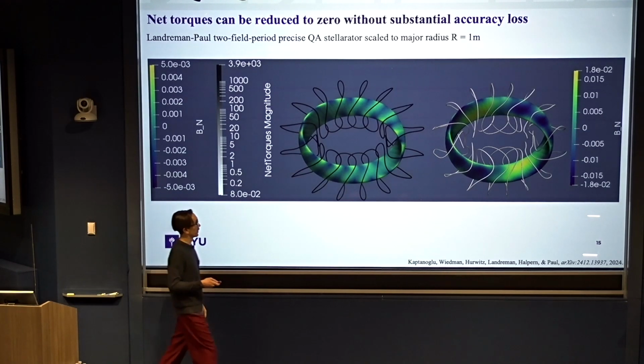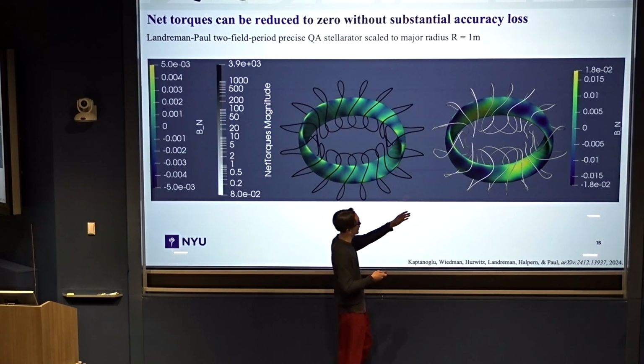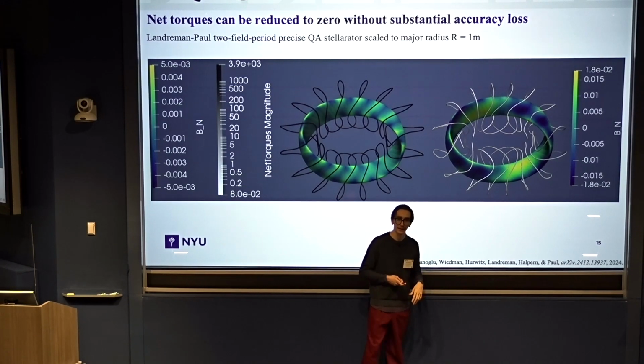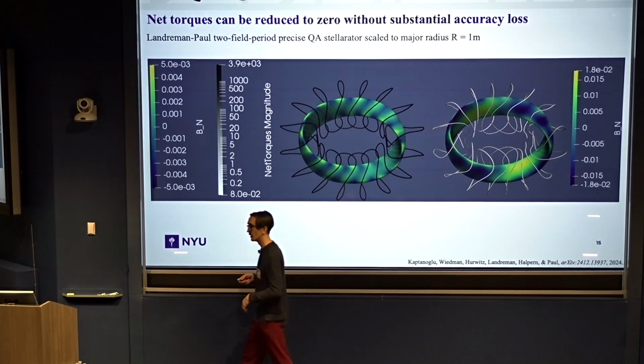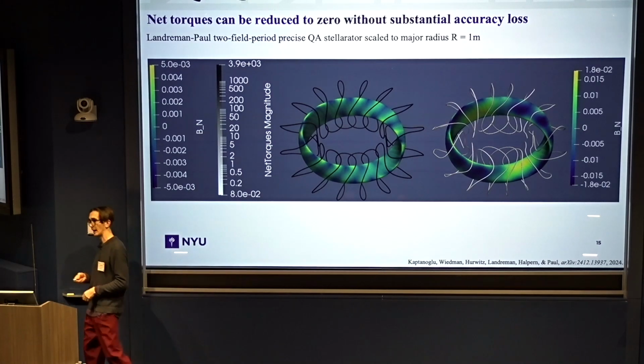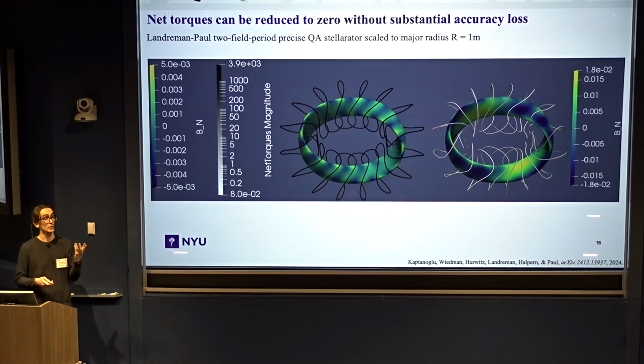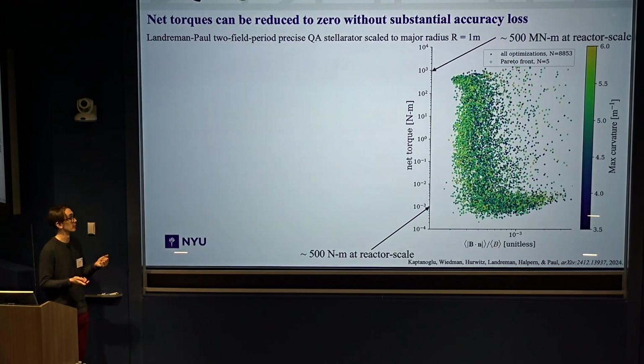Something we were a little worried about is maybe there are some trade-offs of doing this. In fact, these coils maybe look a little more like they have slightly higher curvature or something like that. So again, we performed one of these high-dimensional scans of different coil solutions and asked, are there big trade-offs when you target the net torques on the coils? And as far as we can tell, the answer is no.